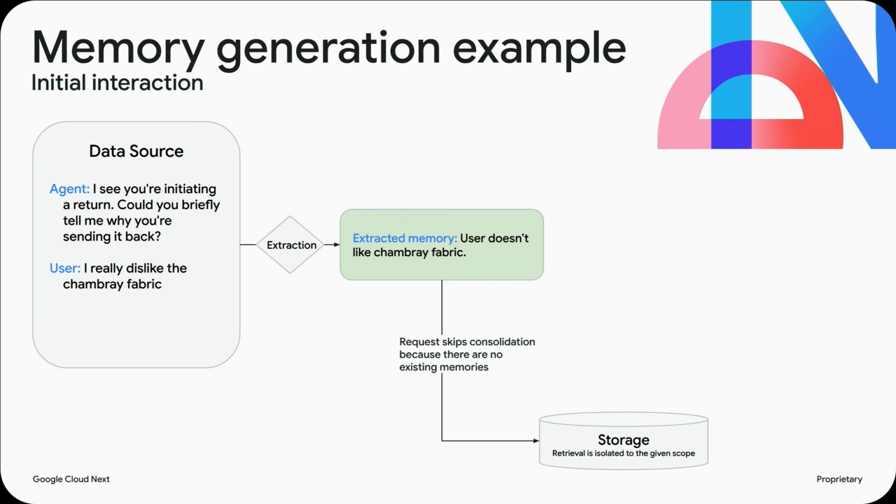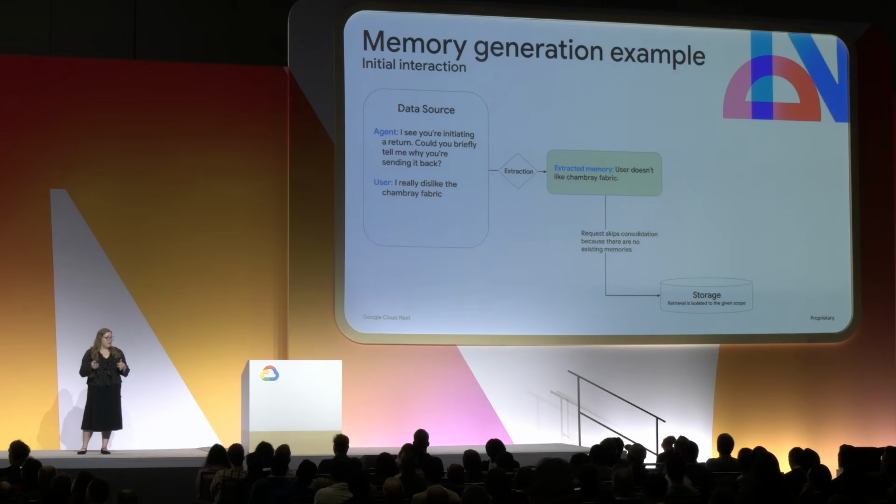With this example, the user is having a relatively verbose conversation with a sales agent, and they're saying that they didn't like this item because it was chambray fabric. This is information that might be meaningful in other interactions with this user, maybe not even this agent, but other agents that are trying to recommend things to this customer. Memory bank will extract that the user doesn't like chambray fabric.